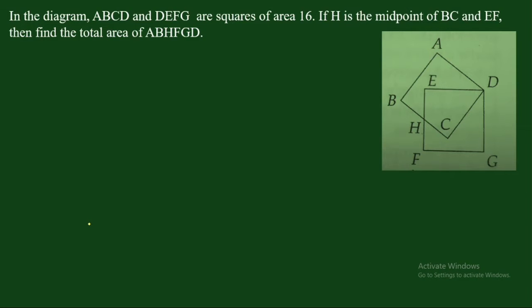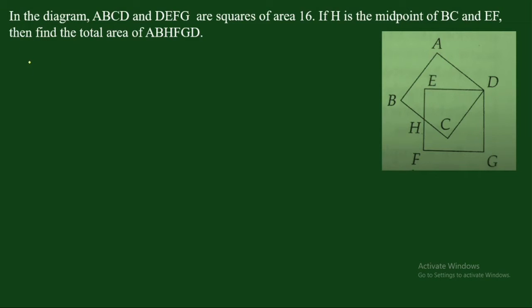In this video, we'll try to solve a problem. The problem goes like this. In the diagram, ABCD and DEFG are squares of area 16. If H is the midpoint of BC and EF, then find the total area of ABHFGD. If you want to try this problem, please pause the video and try for the solution.